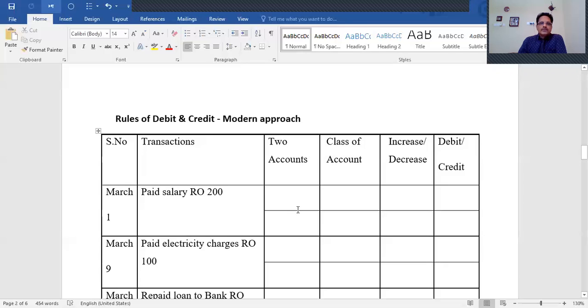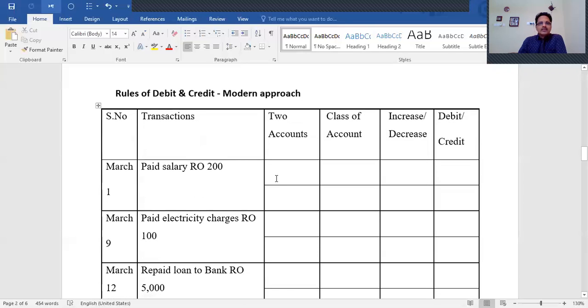So the first transaction is paid salary, 200 riyal. First you decide the two accounts. You know already there are two accounts here: cash is paid and salary is an expense. So salary and also cash. These are the two accounts. After that, you have to decide the class of account. Salary is an expense. You know already salary is an expense, and it's an indirect expense; that also you have to understand.